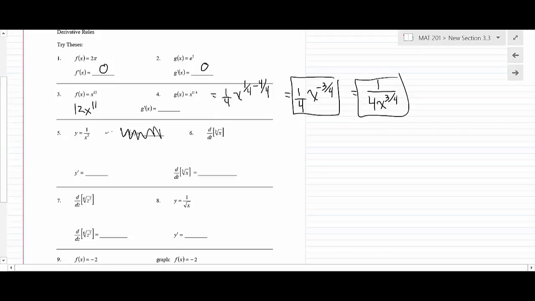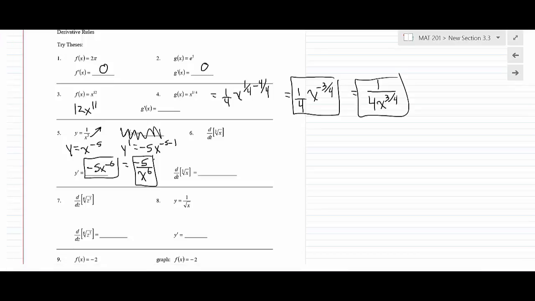How did you start number 5? X to the negative 5. Yeah, you got to bring that to the top, so you're really doing y equals x to the negative 5. Now, when you do your derivative, you're going to have negative 5 x to the negative 5 minus 1, which you can do in your head. So that's just negative 5 x to the negative 6. That's okay. That's one way to write the answer. What's another way? Negative 5 over x to the 6, like that. Those are the two ways. Okay, is that solid?